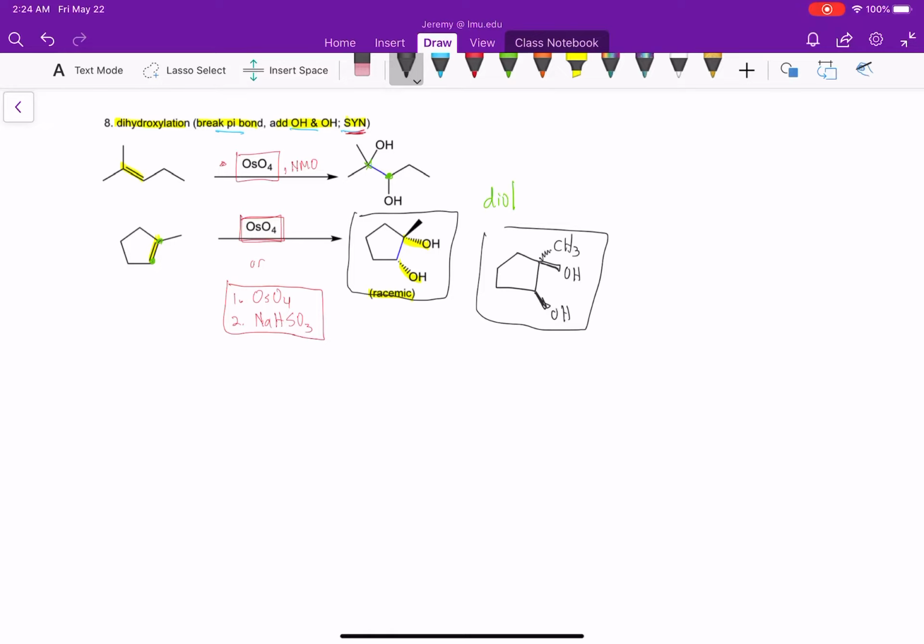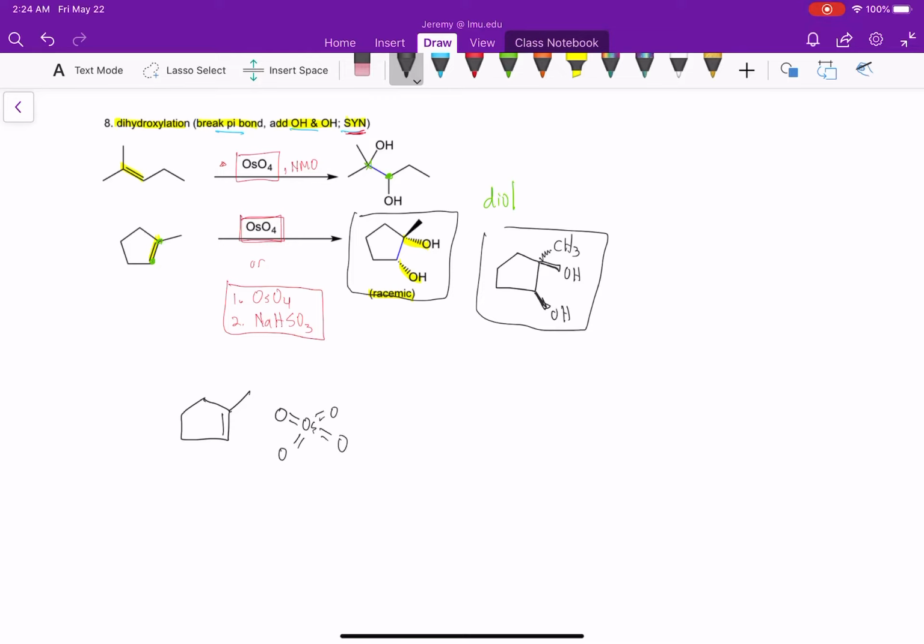What tells us why this is syn? Again, this is the mechanism. And for my class, I'm not going to actually ask you to draw the mechanism, so I just want you to be aware of it. It turns out historically there's been some debate on what the mechanism is. So I'm going to show you two options, with the second one being the mechanism that's more likely.